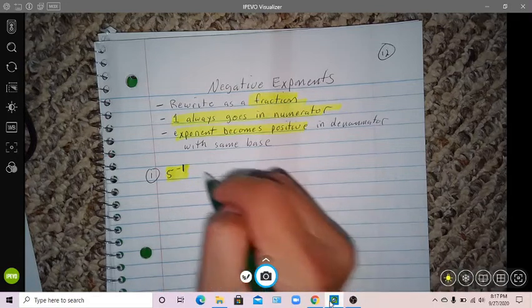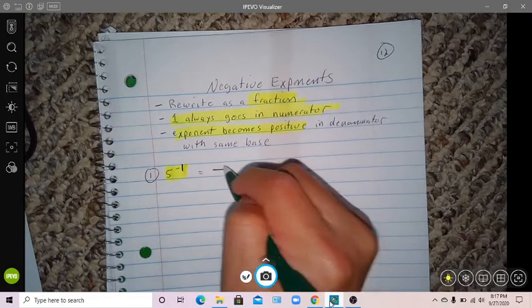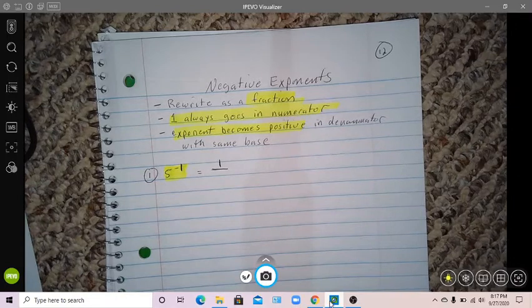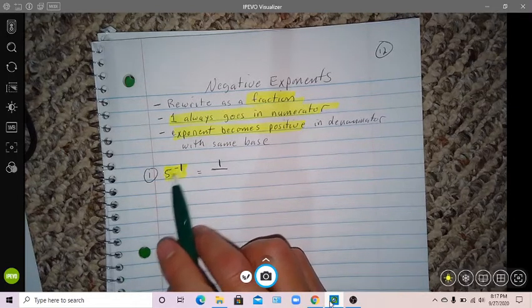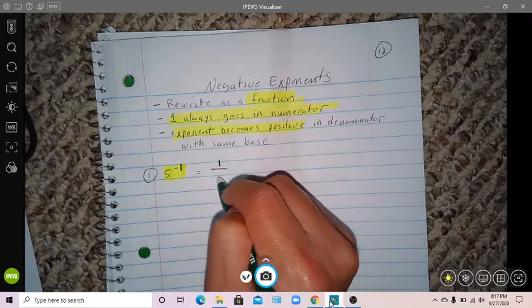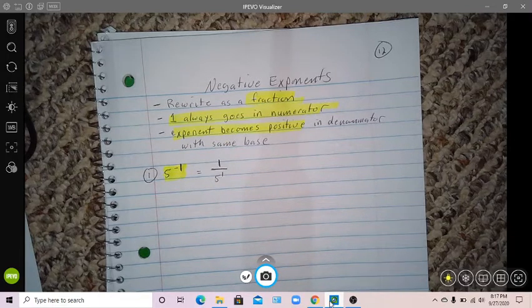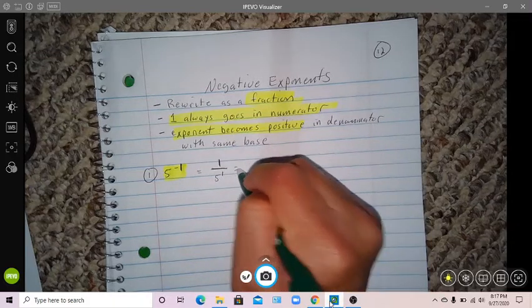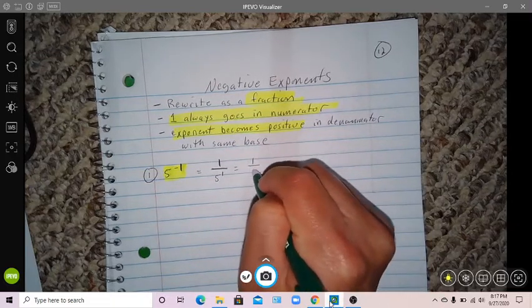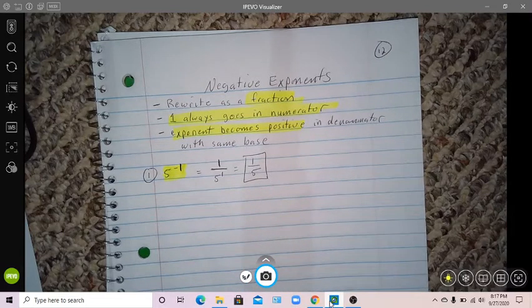Alright, so what you're going to do is rewrite it as a fraction. 1 always goes in the numerator. This 5 to the negative 1 will go to the denominator and become 5 to the positive 1. And then in Excel, you write it as 1 over 5. You don't want to write the exponent of 1 because 5 to the 1 power is just 5.